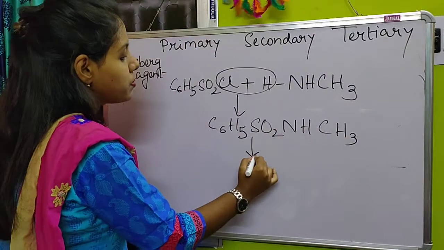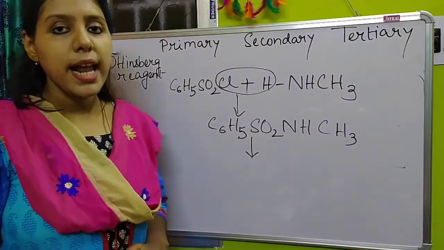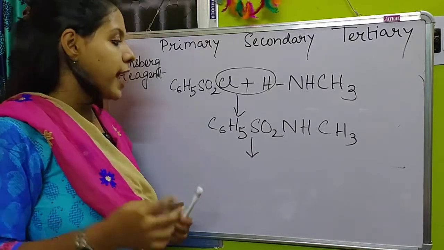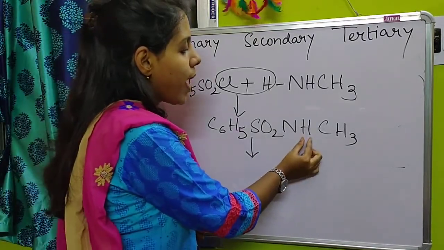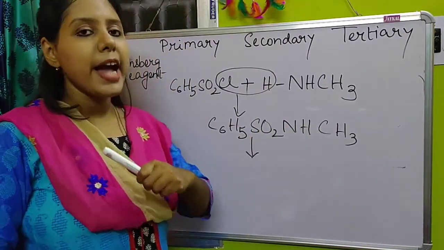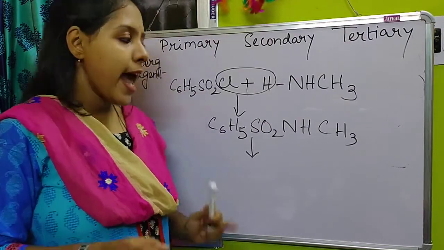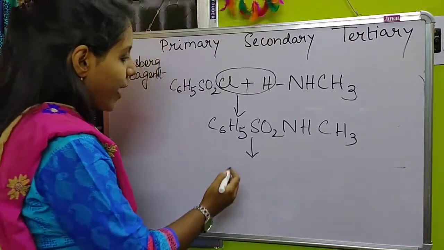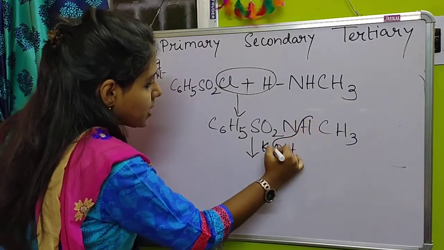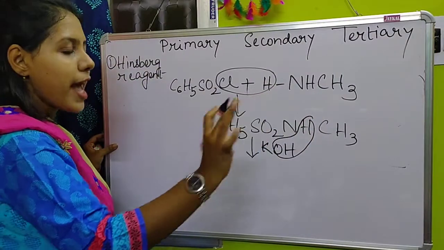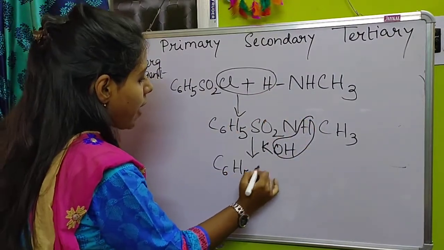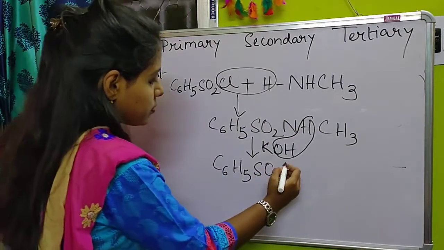Clear? Now as the solution is alkaline, that means it contains potassium hydroxide or sodium hydroxide, the one hydrogen still attached to the nitrogen will be removed by the sodium or potassium ion. This hydrogen and this OH will be removed as H2O, and this potassium will be added here. So we finally get a potassium salt of this compound.